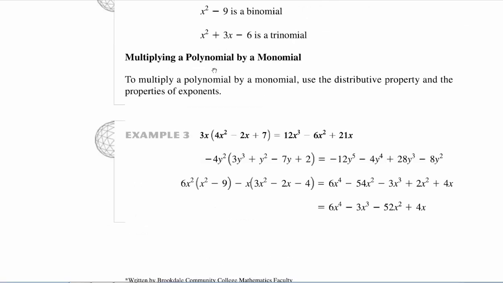When we multiply polynomials, right, we use the distributive property and properties of exponents. So when you look at this 3x times the quantity 4x squared minus 2x plus 7, well, we distribute the 3 all the way through, and we distribute the x all the way through. So think of this as 3x times 4x squared. That gives us 12x cubed. And then we have 3x times negative 2x, which gives us negative 6x squared. And then the 3x times 7 is 21x.